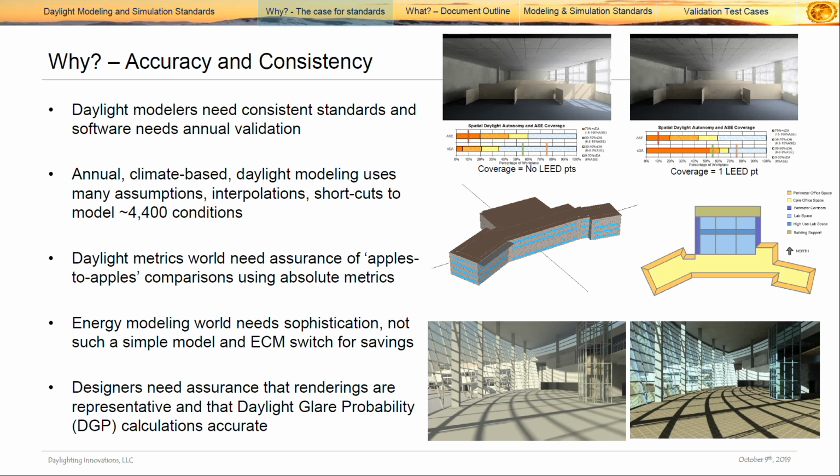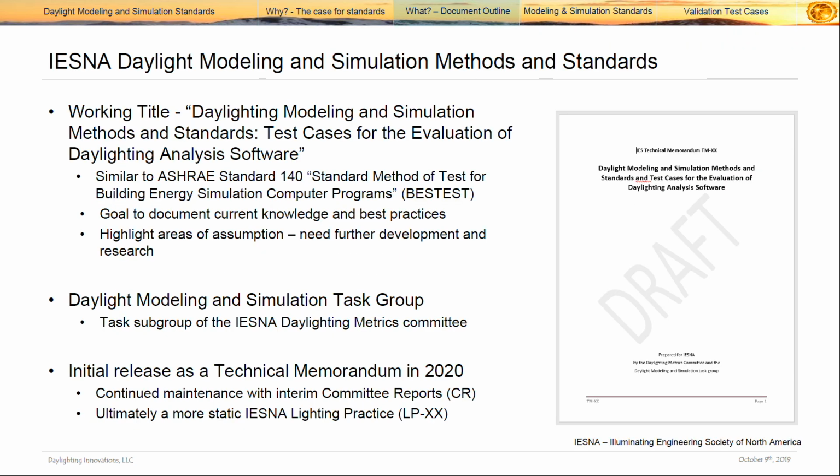Designers, when we're starting to look at more photorealistic renderings and doing daylight glare probability, we need assurance that those are true renderings and they really represent what we might experience. And then when we're doing these glare calculations, we need to have an accurate representation of that environment to get an accurate daylight glare calculation.